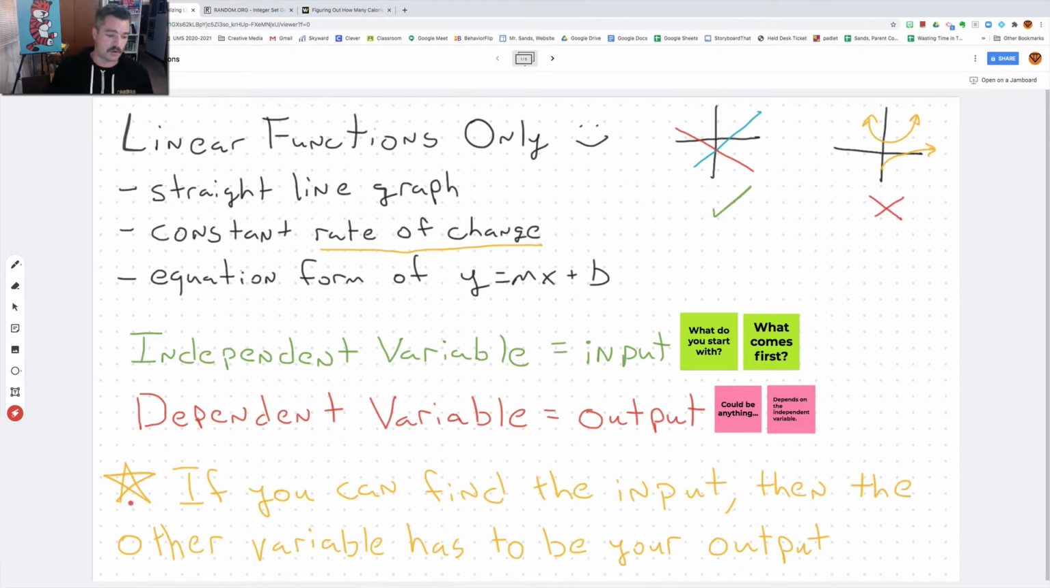And that's why I have this starred right here. If you can find the input, then the other variable has to be your output. Because we're not going to be dealing with a whole lot of variables here. The m is going to represent our slope or our rate of change, and the b is going to represent our y-intercept, or where this line is crossing the y-axis at. So really we have two variables. We got our x, we got our y. We know that x is going to be our input, we know that y is going to be our output. So anything that's occurring in our x position, that's going to be our independent variable. Anything that's being put in the y position here is going to be our dependent variable.